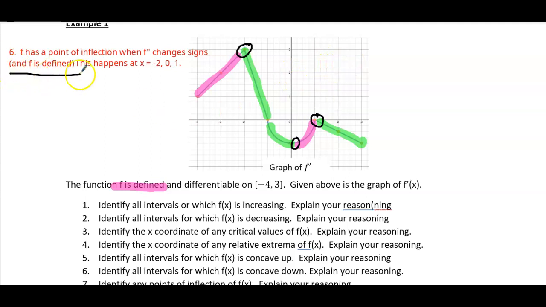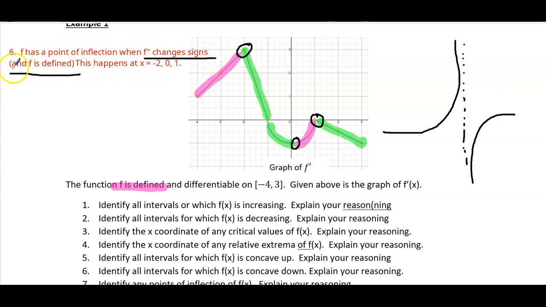The reason why it's important that you understand that f has to be defined is because you could have a vertical asymptote, and a function could be concave up on one side and concave down on the other. Now, there's no point of inflection connecting these pieces. These pieces are not connected at a point. And so there's no point of inflection even though the concavity is changing. So even though f double prime changes signs, if f's not defined, then that can't be a point of inflection.